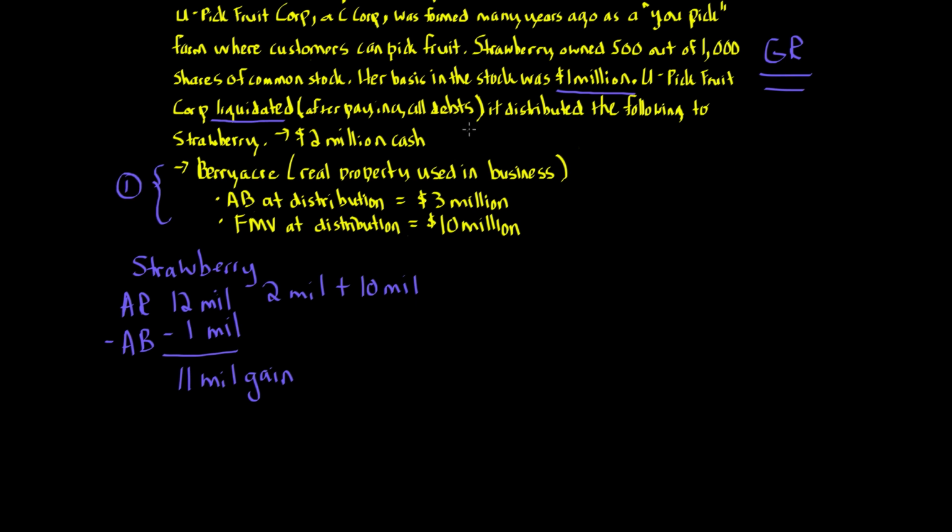Now, assuming that Strawberry has held the stock for more than a year, this is going to be a capital gain. So it's going to be long-term capital gain to Strawberry. So those are the consequences to Strawberry. What about to U-Pick Fruit Corp?